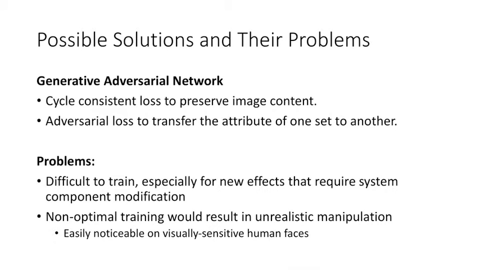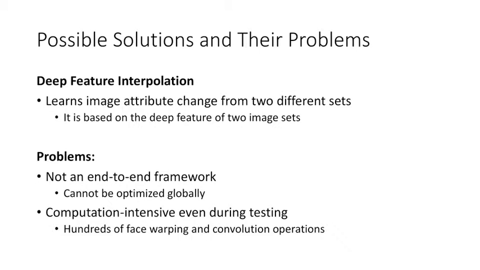Another possible solution is generative adversarial network. This is good for set-to-set unsupervised learning, and it uses cycle-consistent loss to preserve the image content as well as adversarial loss to transfer attributes from one set to another. However, it is difficult to train, especially for new effects that require system component modification. And if you don't train it properly, the results would be unrealistic and easily noticeable.